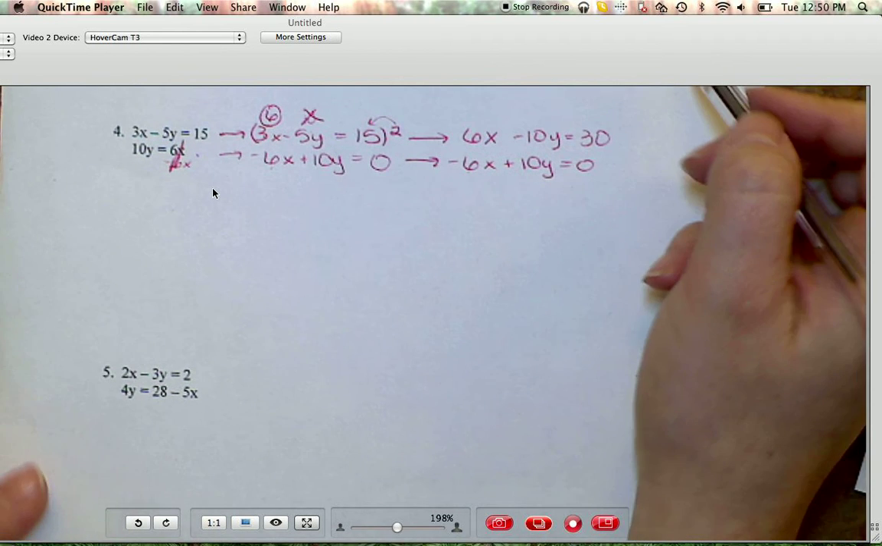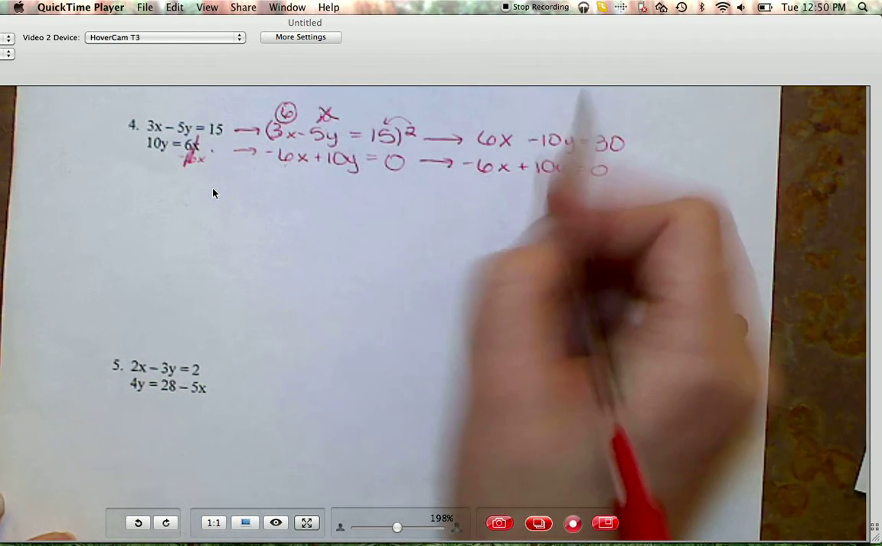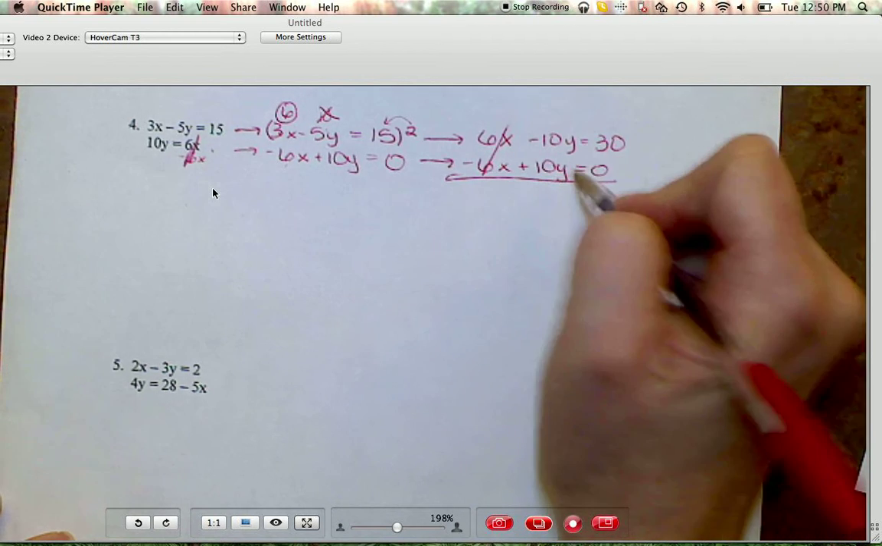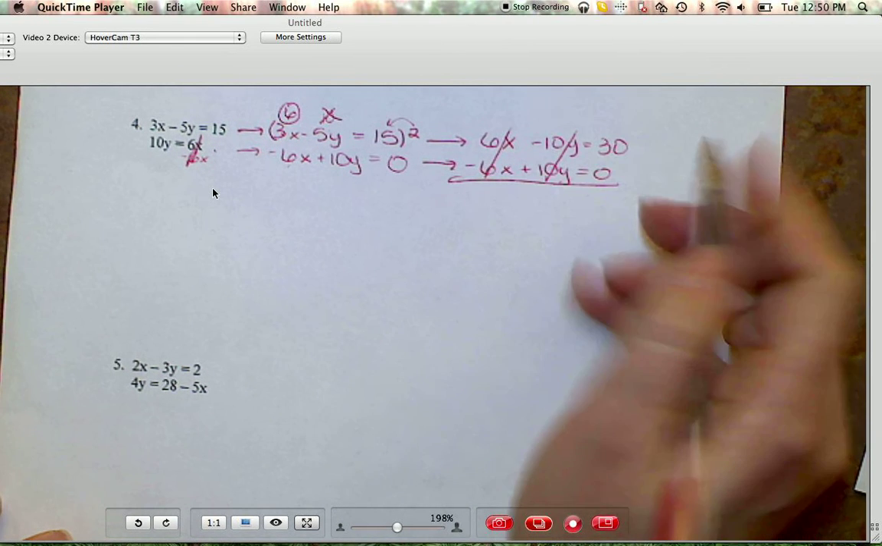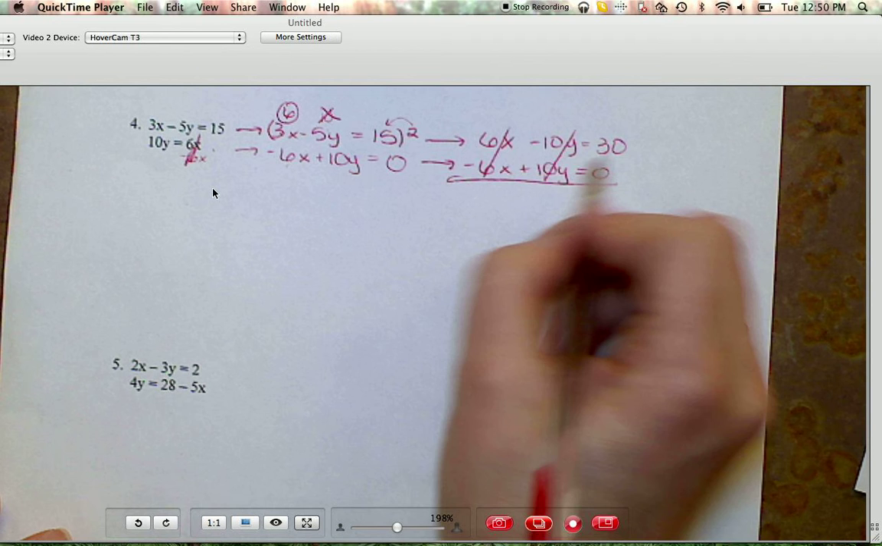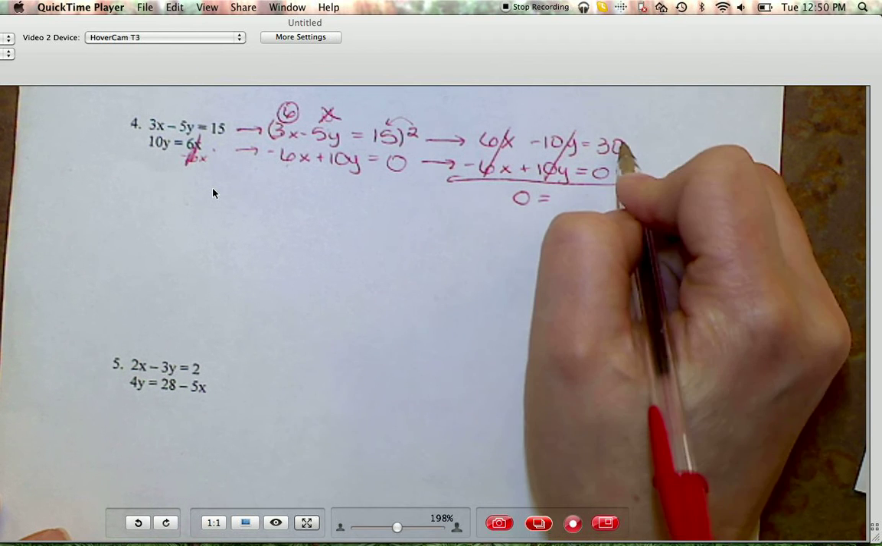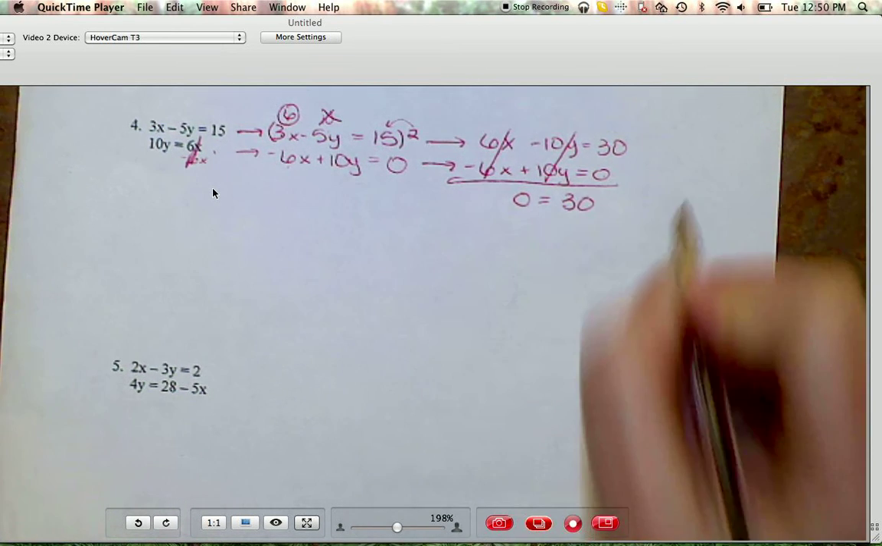And what happens when we add down? Well, these guys drop out. So do these, which means there's nothing left on the left side. Nothing in math terms is 0. And 30 plus 0 gives us 30.